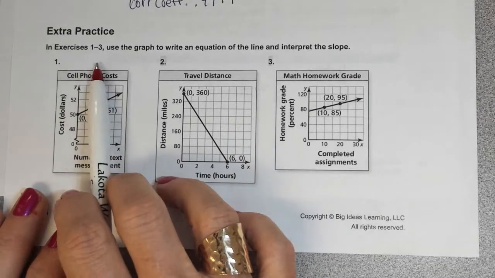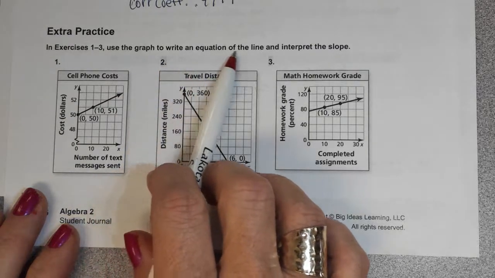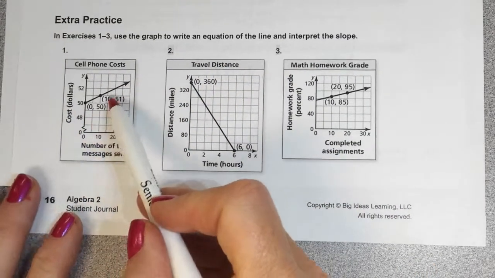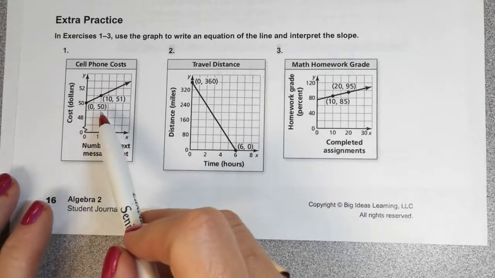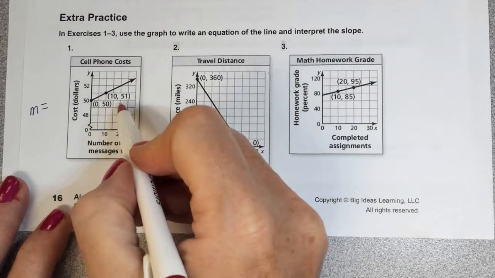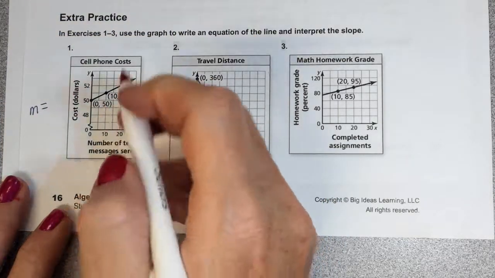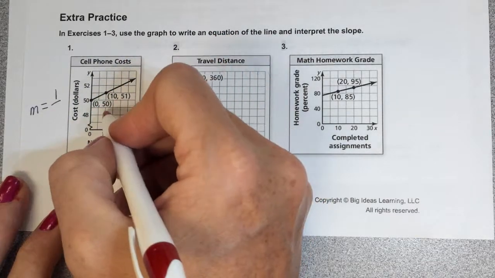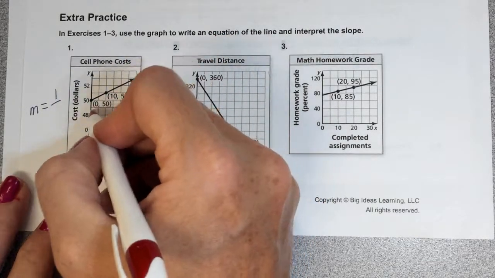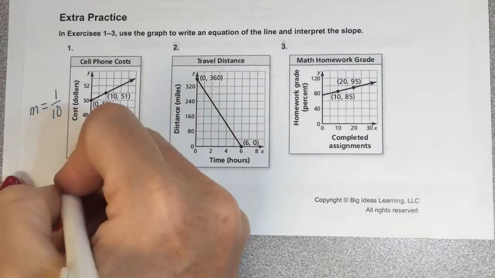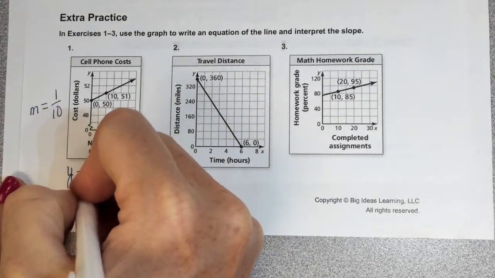It says in exercises 1 through 3, use the graph to write an equation of the line and interpret the slope. So I'm going to find the equation of this line, and watch how quickly I can do this. I want to find the slope. All I do is I subtract the x's, and I get 1. And I subtract the y's, and I get 1. And then I subtract the x's, and I get 10. How can I go so quickly to this?